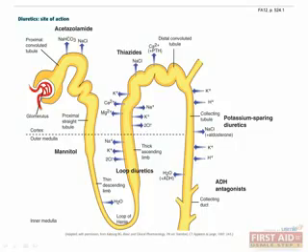As we move forward with diuretics, you can use this page as a reference to remember where in the nephron each drug acts and how that can be used to predict its function.